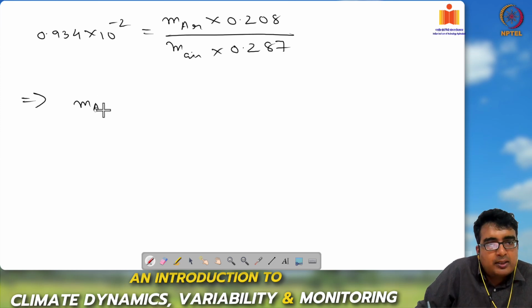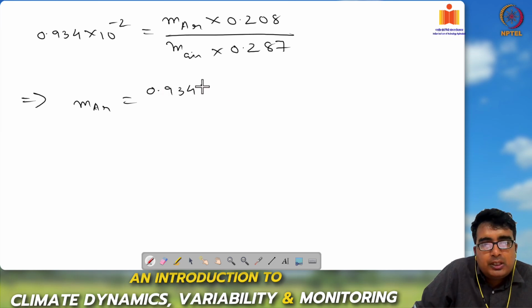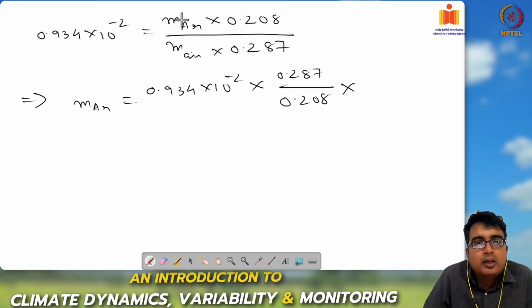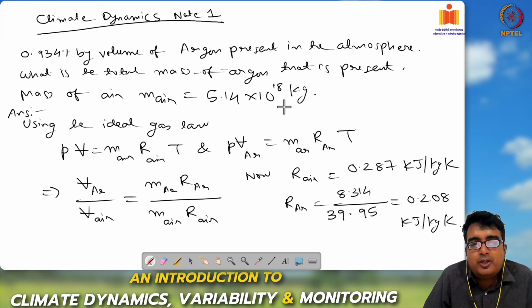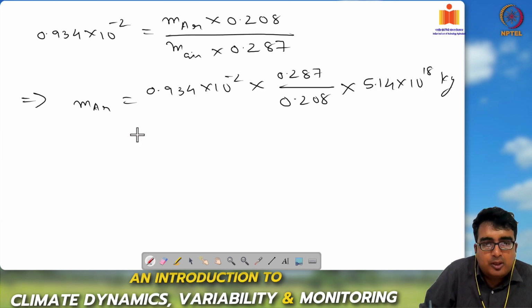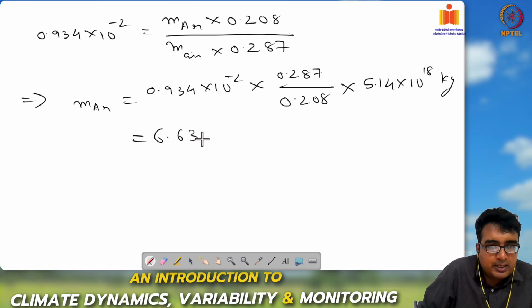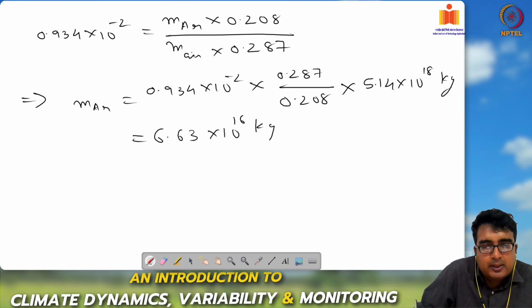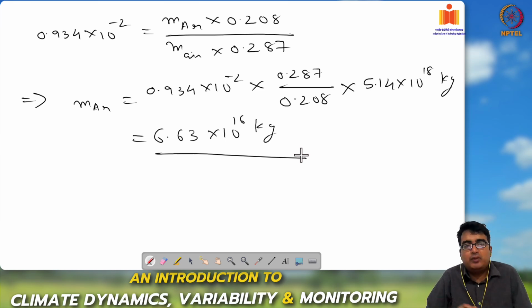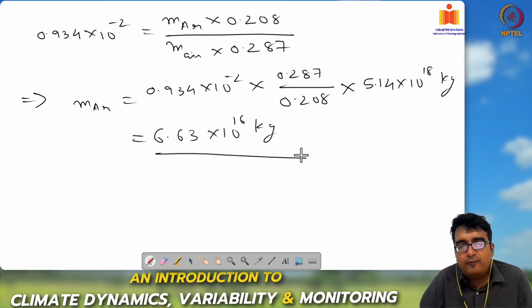So mass of argon is equals to 0.934 into 10 to the power minus 2 into 0.287 by 0.208 into the mass of air, which is 5.14 into 10 to the power 18 kgs. Solve this and you get the mass of argon as 6.63 into 10 to the power 16 kgs. Alright. So this is how you can use the ideal gas relationships and the idea of partial volume. Similarly, we could have given partial pressure also, and we would have gotten similar kind of expressions, and you would get the mass of argon.